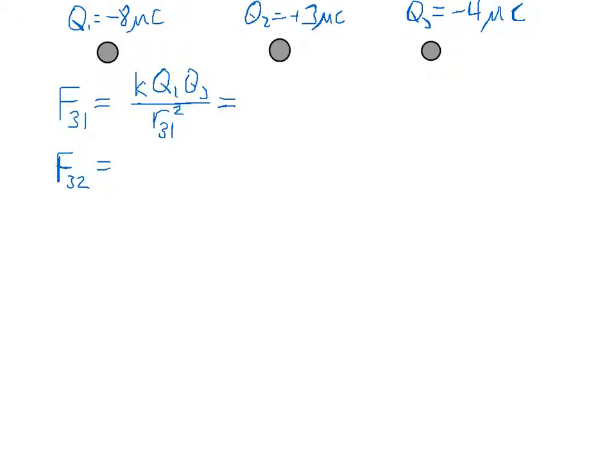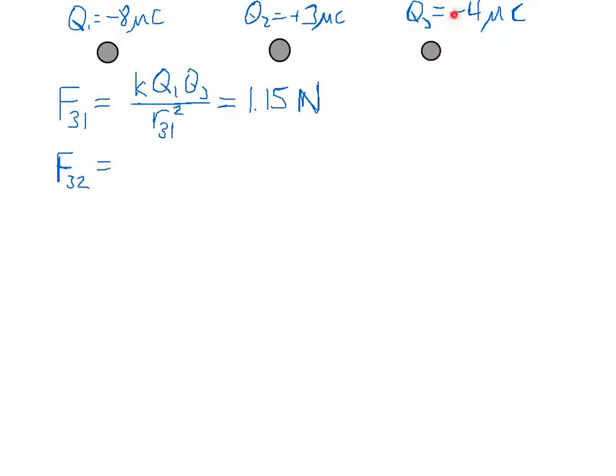So if you plug in the numbers, K is the constant, 9 times 10 to the 9th. Q1 and Q3 are 8 times 10 to the minus 6 and 4 times 10 to the minus 6. Remember, you never plug in the negative signs in this equation. You only plug in the magnitudes and figure out the directions later. And divided by R31, which is the distance between these two charges, which is 0.5, and that's squared, and that gives you an answer of 1.15 newtons.